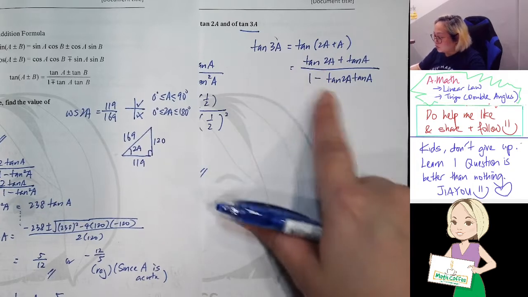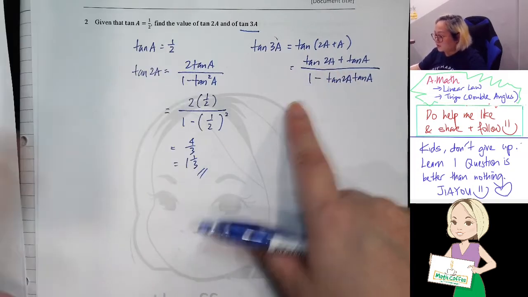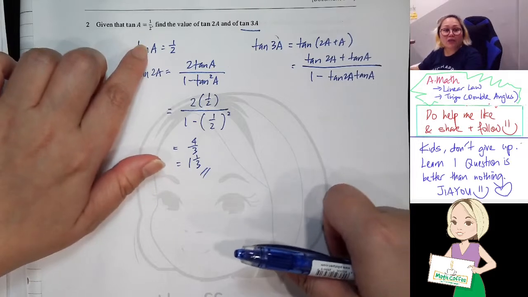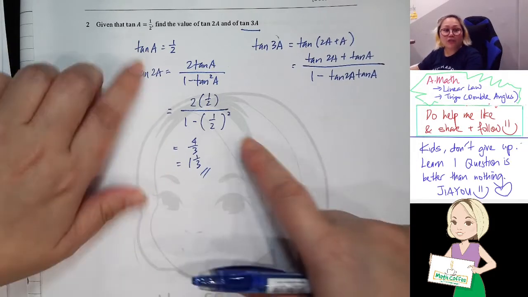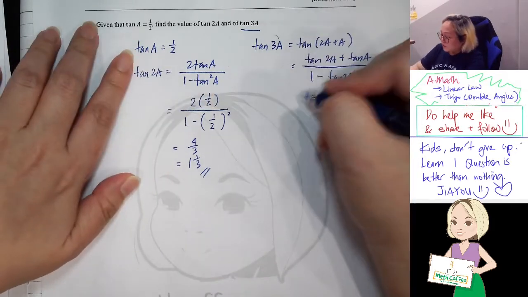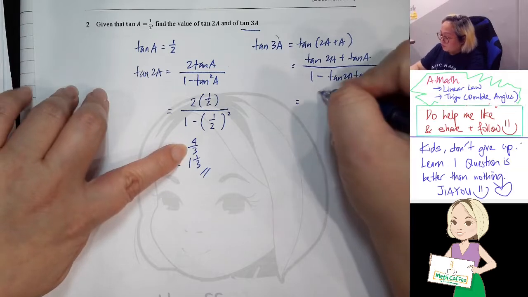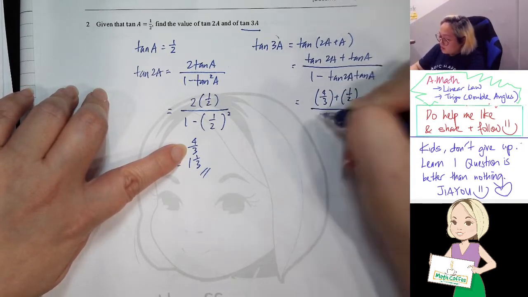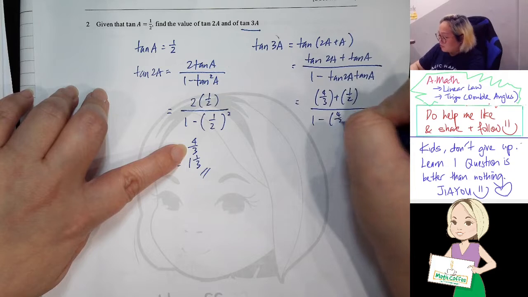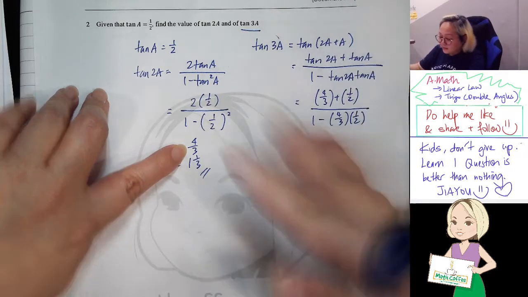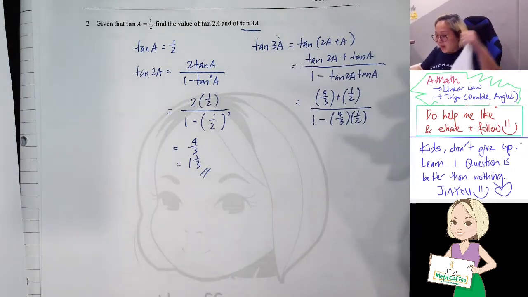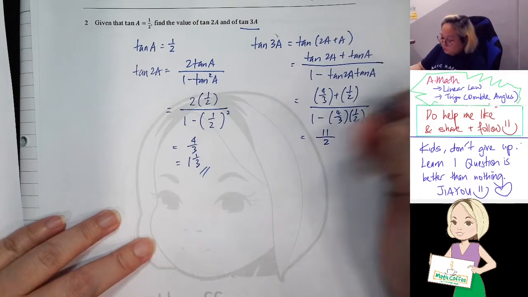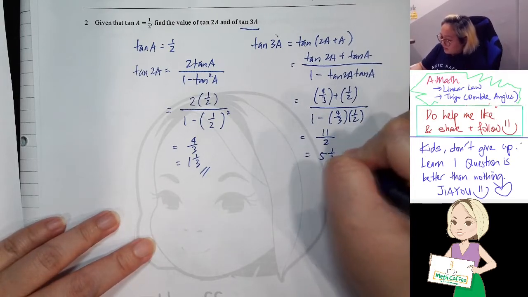Tangent. So after that, because now I already use this, and I already have my tangent A and my tangent 2A, we just need to sub it in. So tangent 2A is 4 over 3 plus half over 1 minus 4 over 3 times half. Press calculator and you will get 11 over 2, which is 5.5.